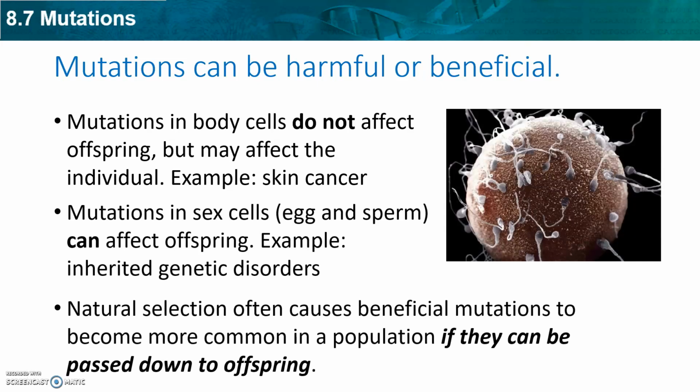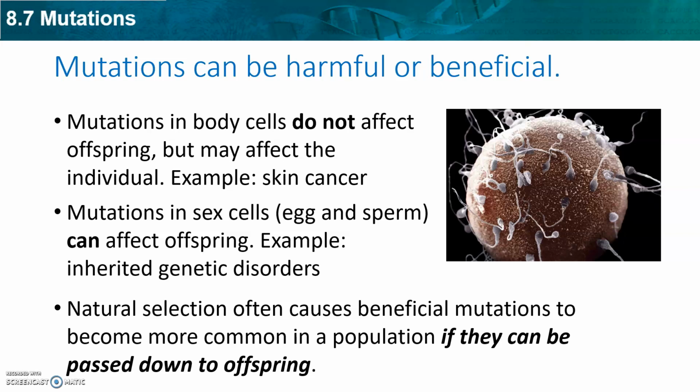Mutations in sex cells, however, we call these the gametes, the egg cells or the sperm cells, they can affect your offspring. So if there is an error in copying the DNA before the process of producing the egg and the sperm cells, then those cells could contain mutations that would be inherited by the offspring.